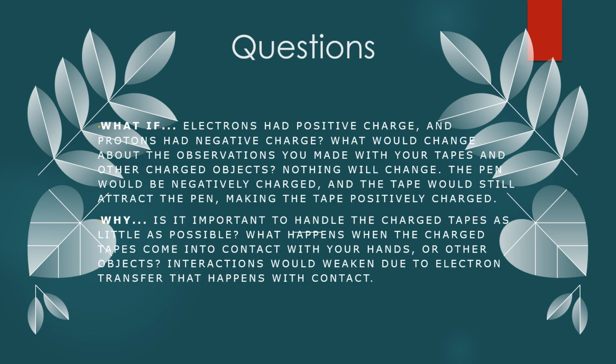And here are some questions. What if electrons had positive charge and protons had negative charge? What would change about the observations you made with your tapes and other charged objects? Nothing will change. The pen would be negatively charged and the tape would still attract the pen, making the tape positively charged. Why is it important to handle the charged tape as little as possible? What happens when the charged tapes come in contact with your hands or the objects? The answer to that is that interactions would weaken due to electron transfer that happens with contact.